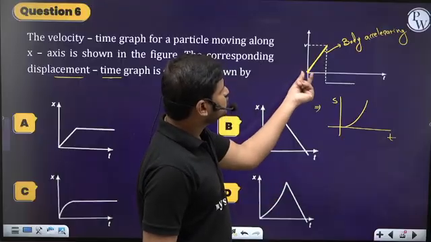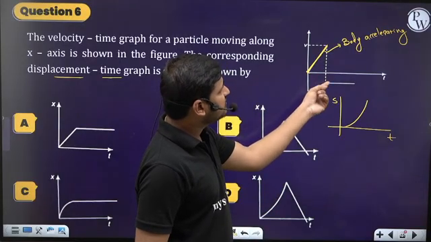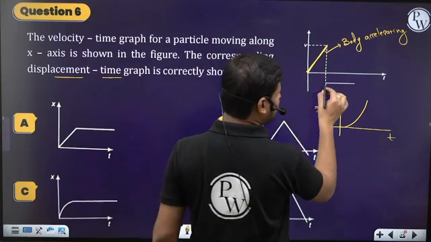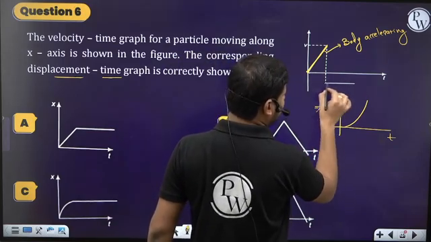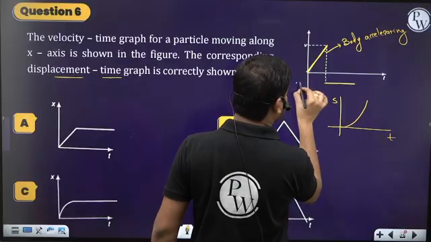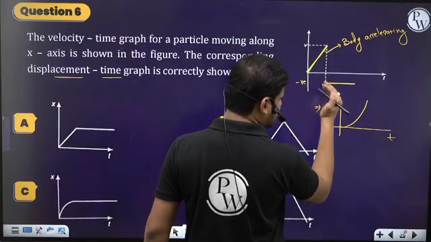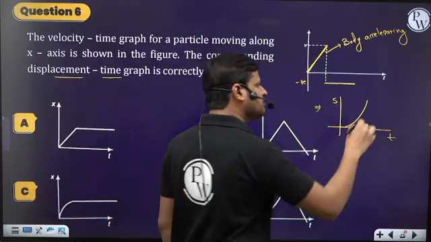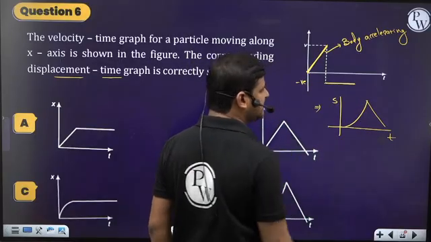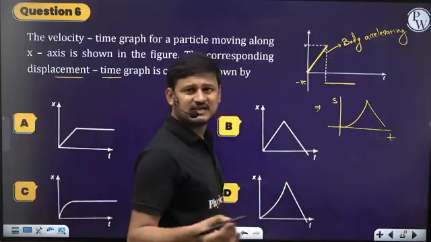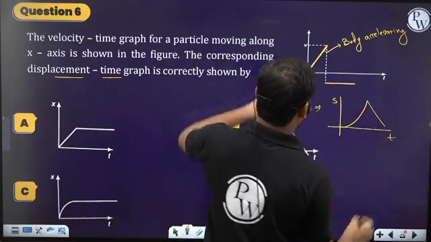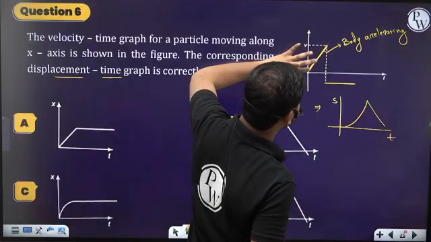And then, see here, with respect to time, the velocity is going to be constant, sorry. Velocity is constant and negative, see here, below the x-axis. Velocity is constant and negative. So for negative velocity we have a negative slope in the displacement-time graph, like this. Yes or no? Just now we have seen, right? Just understand the graph properly. First here the velocity is increasing with respect to time.